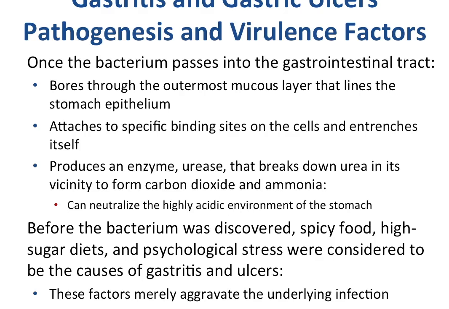Once the bacteria get into the GI tract, the bacteria can invade the mucus layer and live there. Then the bacteria can generate a certain enzyme, urease, which breaks down the urea and generates carbon dioxide and ammonia.